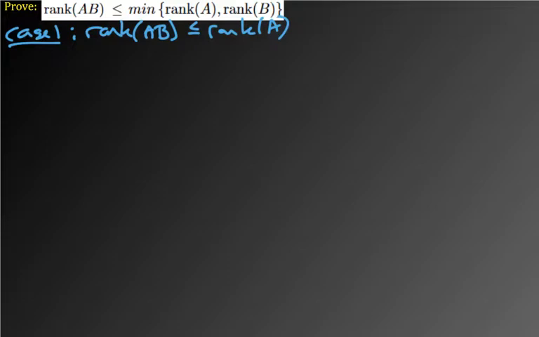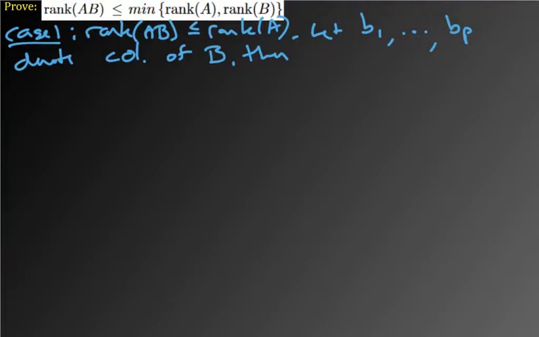All right, so to start off, I'm going to let B1 through BP denote the columns of B. Then we have A times B equals, this is the matrix column expansion thing that we saw when we first did partitions, AB1 and then all the way up to ABP. Right, I'm just saying all of them.